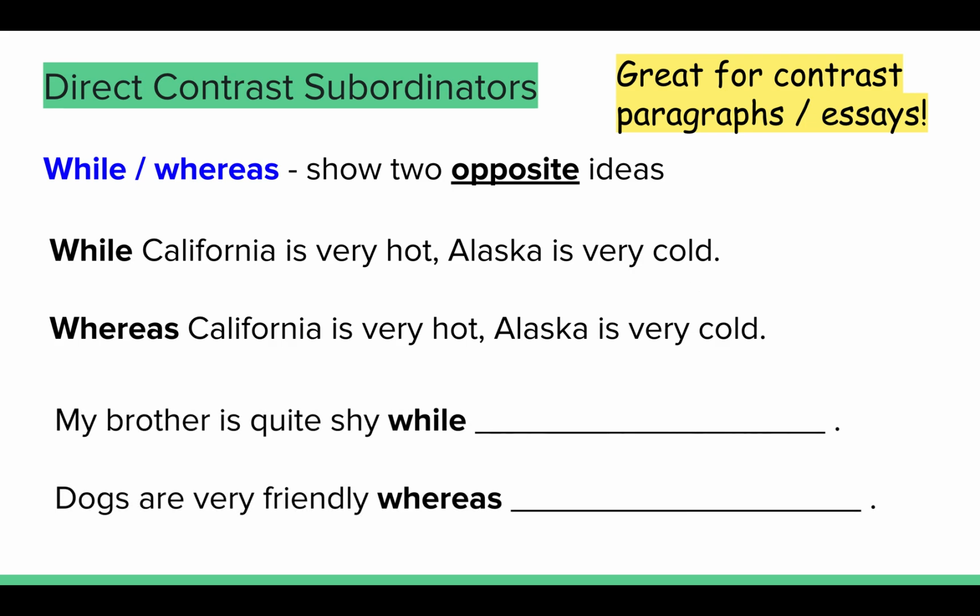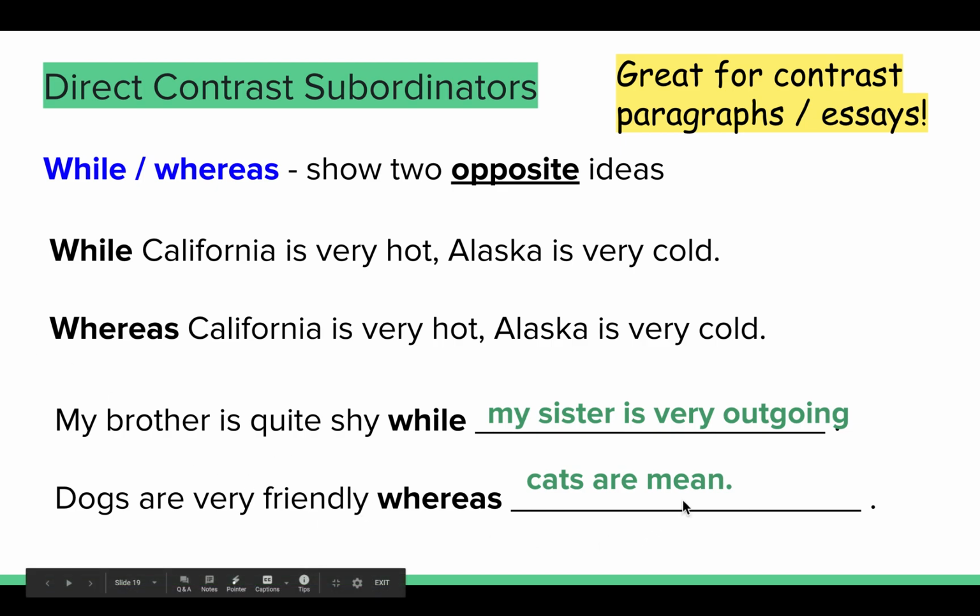I've got a couple more sentences for you. I'd like you to finish them in a way that makes sense to you. Make sure it has a subject and a verb, but also make sure that the two ideas in the sentence are opposites. You can pause the video while you do this. Okay, here are the answers, or my answers. Yours might be similar. My brother is quite shy while my sister is very outgoing. The two opposite ideas here are shy and outgoing. Dogs are very friendly, whereas cats are mean, right? So again, the opposite ideas are friendly and mean, right?